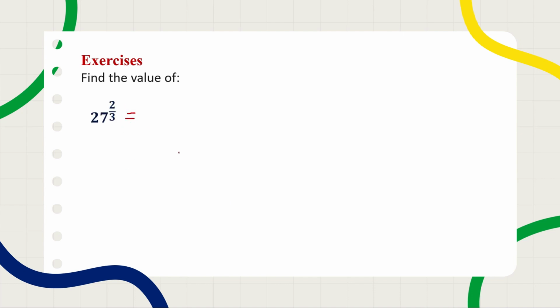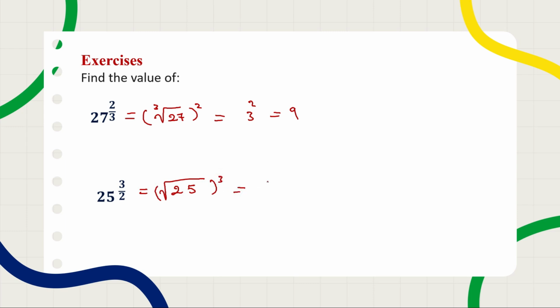27 to the power of 2 over 3 means we find the cube root of 27, then we apply the power. The cube root of 27 is 3, squared equals 9. Then the square root of 25, then we cube the value. The square root of 25 is 5, then cubed, it is 125.